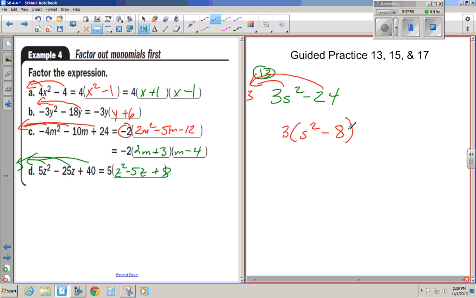All right, so unfortunately, s squared minus 8 is not a perfect square. This is as far as you can factor it.